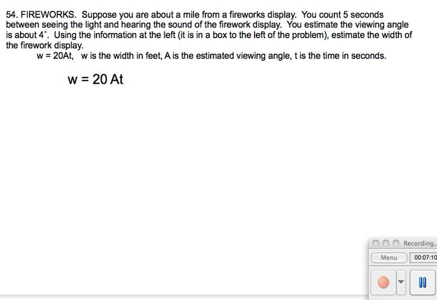So when you go back, you read the story problem. It says you count 5 seconds. So right there is our T value. And they give us the angle as 4 degrees. So you've got your angle measured. Always go back and read a story problem several times. Now I can go in and substitute in. My angle measure is 4. My T is 5 seconds.